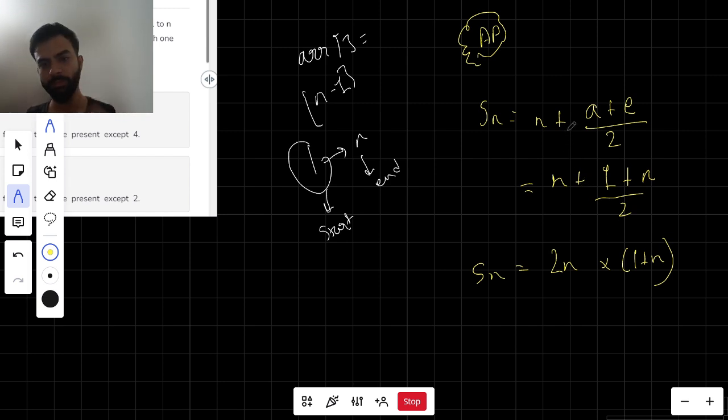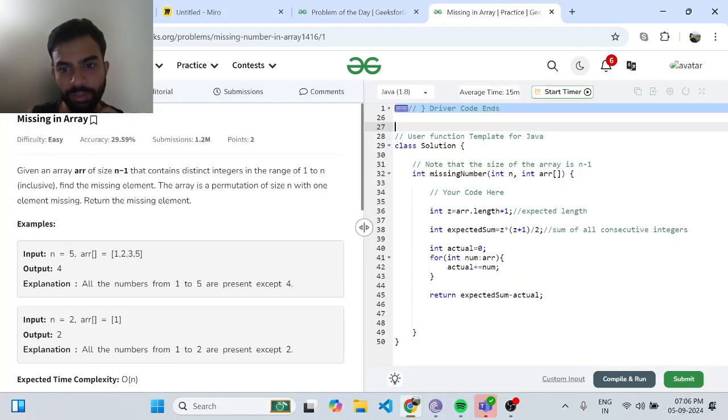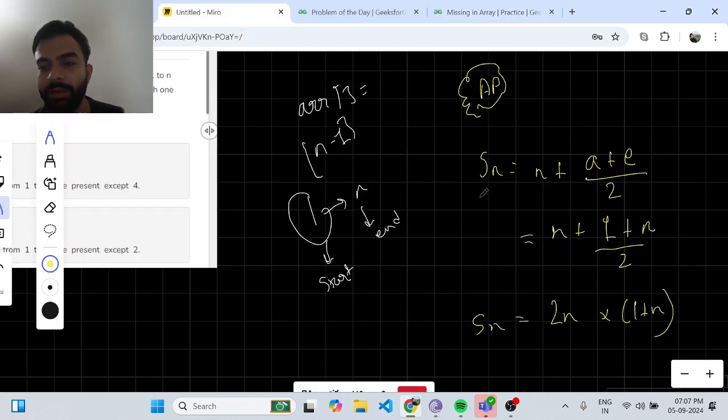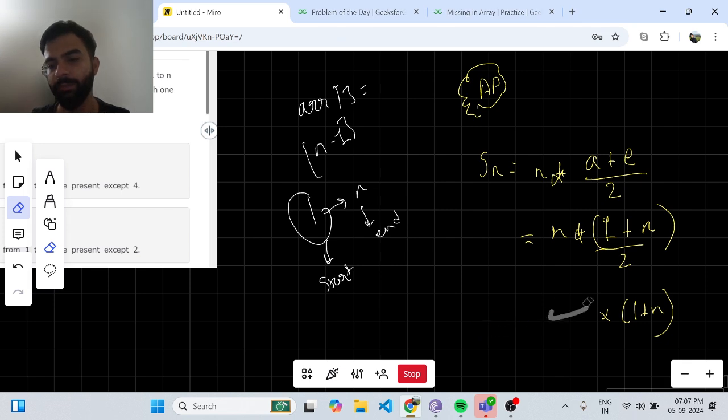So when I'm trying to solve this particular problem statement, what I'm taking is the expected length, which is length plus 1, because one element is missing. The expected sum is nothing but the total number of values n into n plus 1 by 2. I just have to use the multiplication sign: n into n plus 1 by 2.